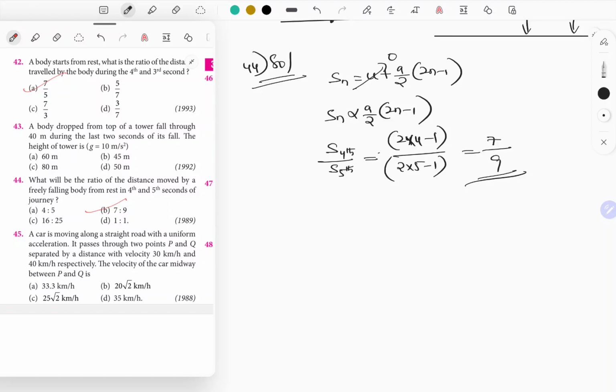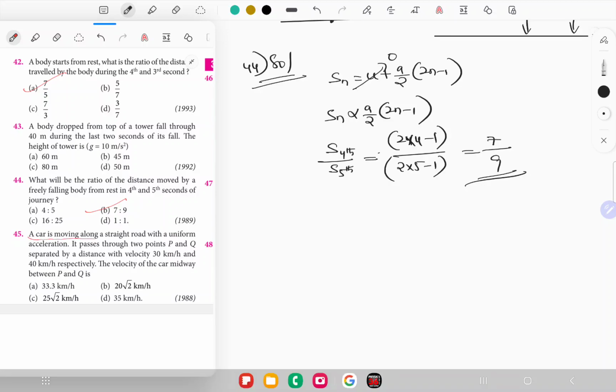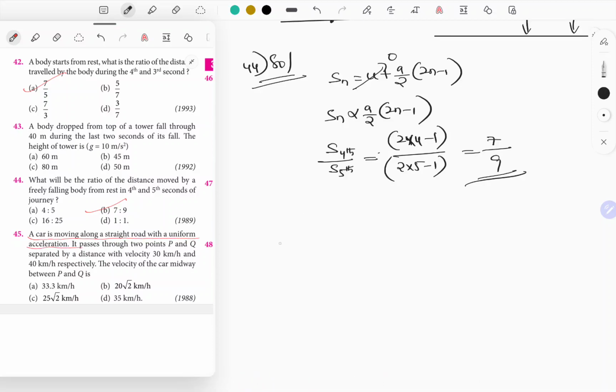Separated by a distance, with velocities 30 km per hour and 40 km per hour respectively. Find the velocity of the car midway between them. A car is moving along a straight route with a uniform acceleration. That means acceleration is going to be constant. Let us say this is position P and this is position Q.